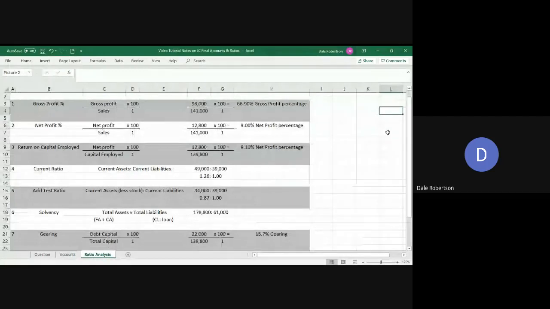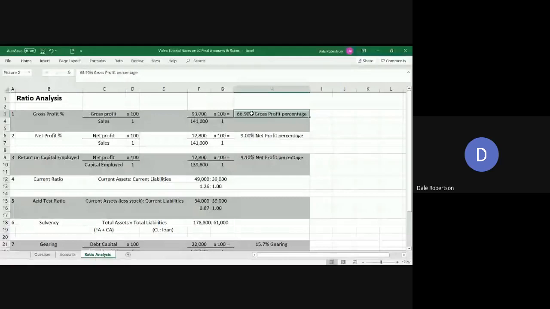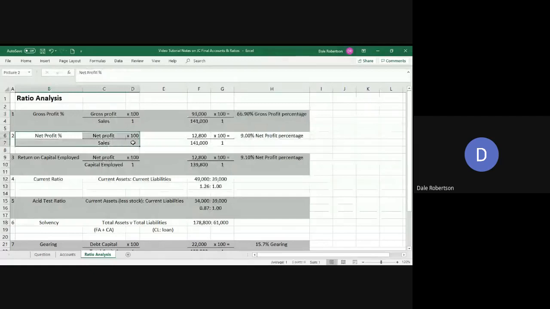So, ratio analysis. The first one is the gross profit percentage, which is gross profit divided by sales multiplied by 100 over 1, which when you do that for this company gives the result. On that we would need to know what it was last year and therefore whether it has increased or decreased. But in general, the gross profit is worth 66% of the overall sales, which is quite healthy. The net profit percentage is the exact same process except with the net profit. 12,800 divided by this gives you a net profit of 9%.